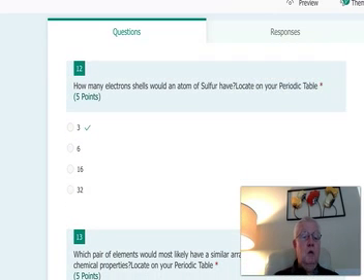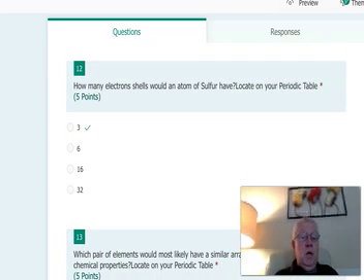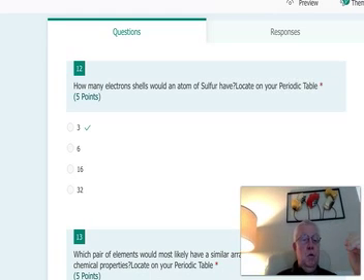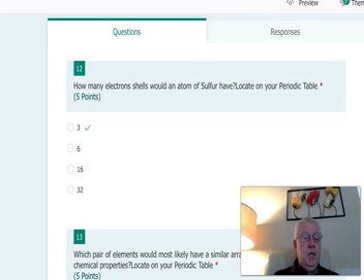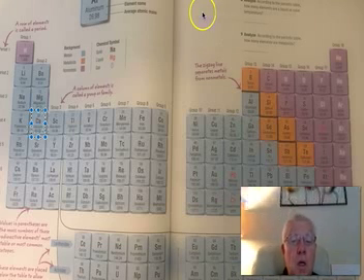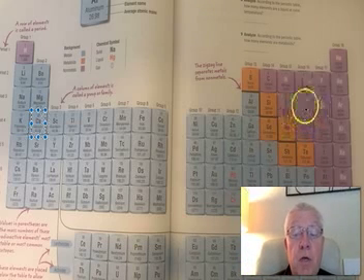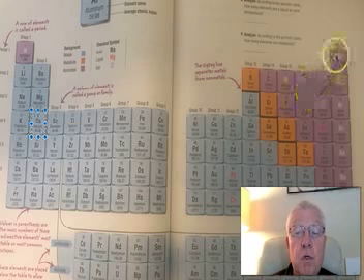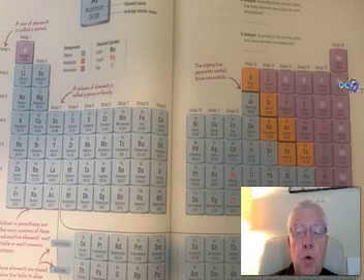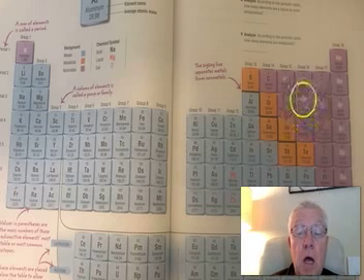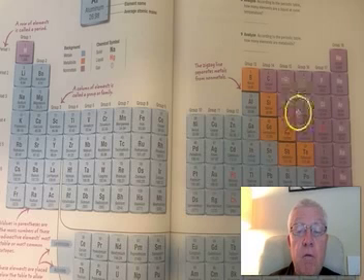Look at question 12. How many electron shells would an atom of sulfur have? All right, so you can't memorize that. You've got to be able to do it. So you've got to find sulfur, and you have to be able to count down from the top to know what period it's in, and that's how many shells it has. Let's go find sulfur. All right, well, sulfur is found right here underneath oxygen. Sulfur is in the 1, 2, 3 periods. It's right here. How many orbits or shells does it have? 3.